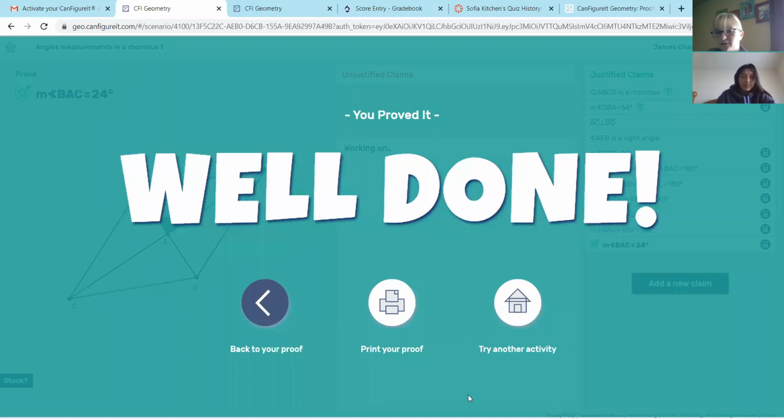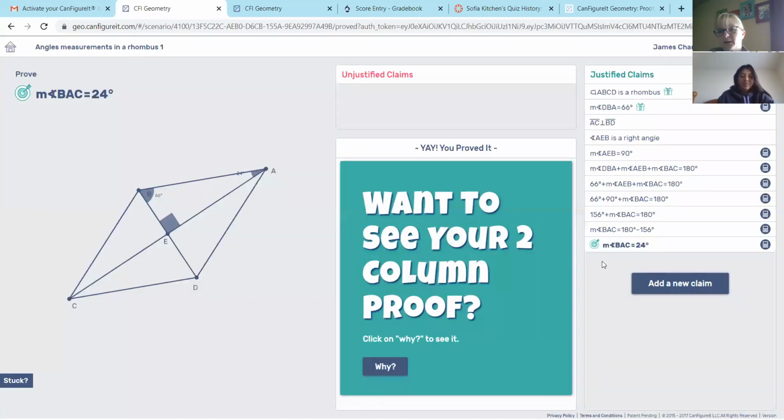And I'm done. Because when I submit that, I've just said that that angle right here at the very bottom was equal to 24, which was what was in this unjustified claims at the top. That's what I was trying to figure out. So because I got to that point, I'm done.